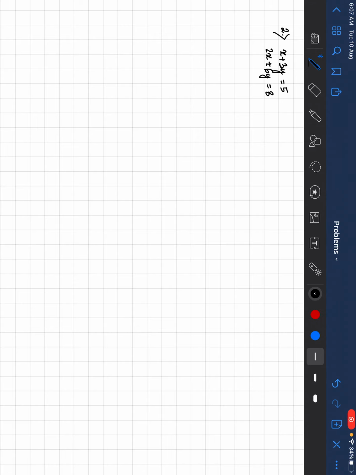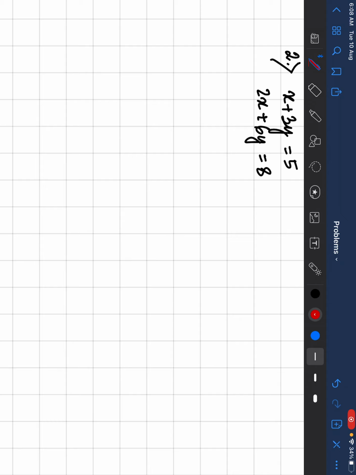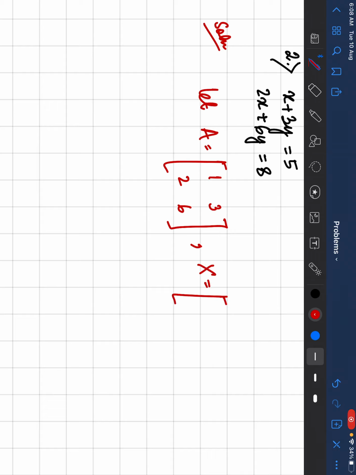So same way, we're going to define the three matrices. Let A be equal to 1, 3, 2, 6, the coefficients. Then X is equal to the variable matrix x, y, and B will be equal to 5 and 8. This is what we have: the coefficient matrix, variable matrix, and constant matrix.